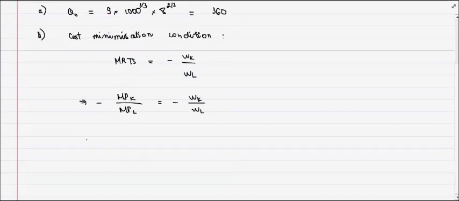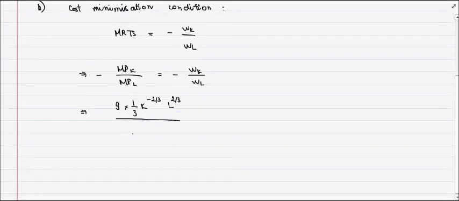So if we differentiate the production function with respect to K, this is just normal. We get 9 times 1/3 of K to the power 1/3 minus 1, which is negative 2/3, and times L to the power 2/3 remains the same as constant. Okay, so we're treating L as constant when we differentiate with respect to K, and very similar for marginal product of labor. It is 9 times K to the power 1/3, so we are treating K as constant, and times 2/3 times L to the power 2/3 minus 1, which is negative 1/3. And that is going to be equal to WK on WL.